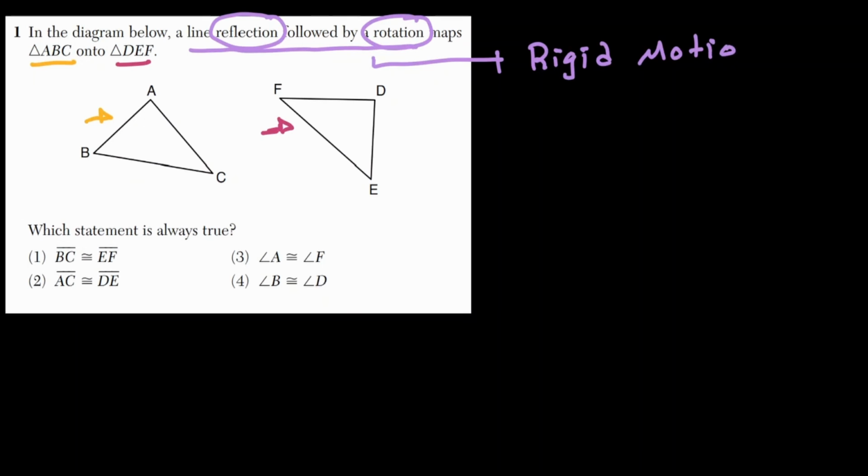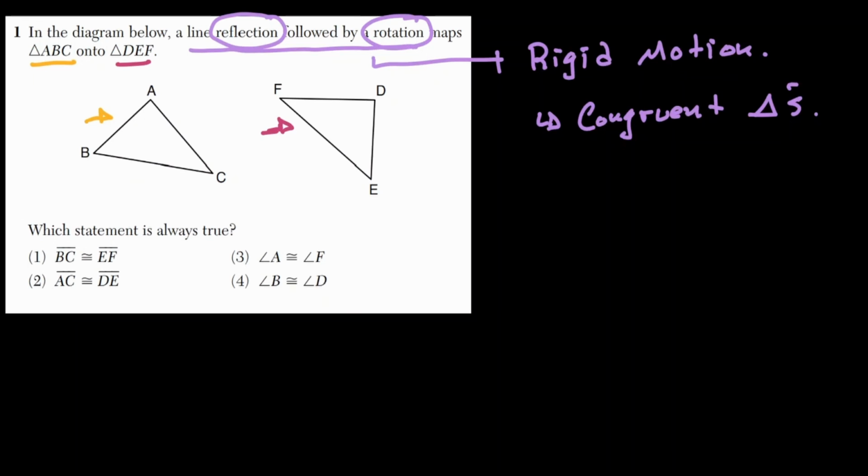In the diagram below, there's a line reflection followed by a rotation. What it does is get triangle ABC, which we have here on the left, and map it into triangle DEF, which we have here on the right. Well, when we're using a reflection and a rotation, this is what we call a rigid motion. The shape will not change dimensions, only the location. So we're going to end up with congruent triangles.